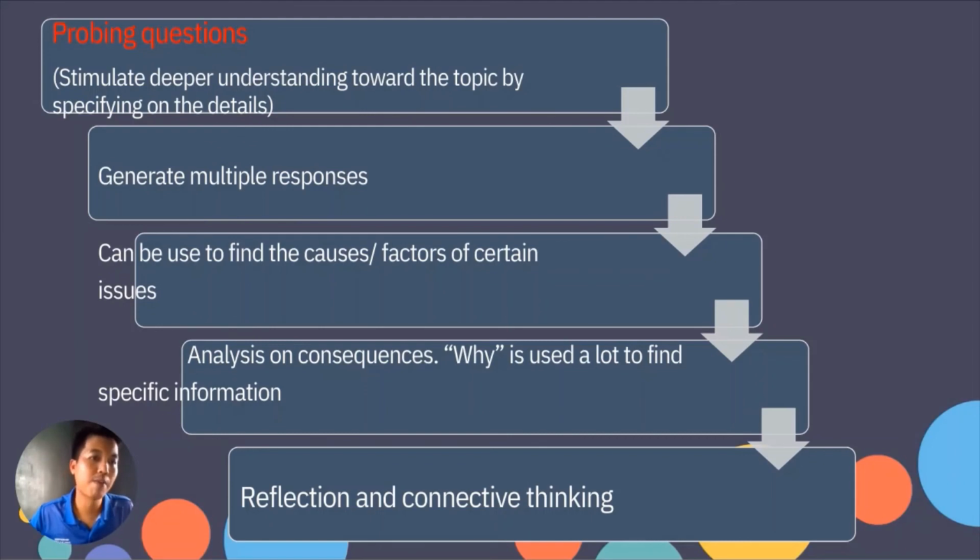And then lastly, we have probing questions. Probing questions mean that you need to stimulate deeper understanding of the topic by specifying the detail, and then generate multiple responses. It can be used to find causes and factors of certain issues. And then you do the analysis on the consequences. Why is used a lot to find specific information. And then you do reflection and connective thinking.